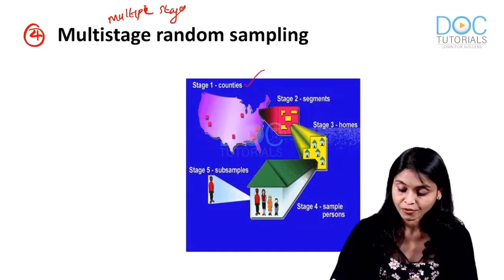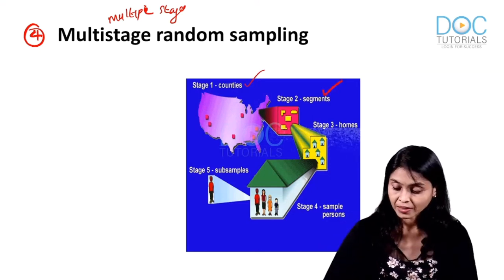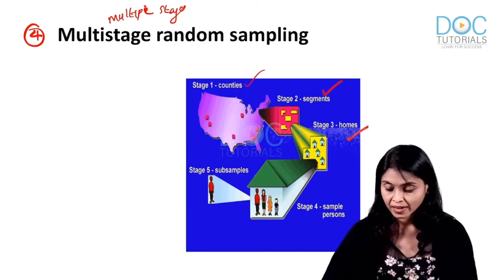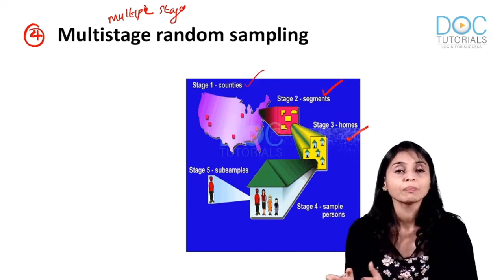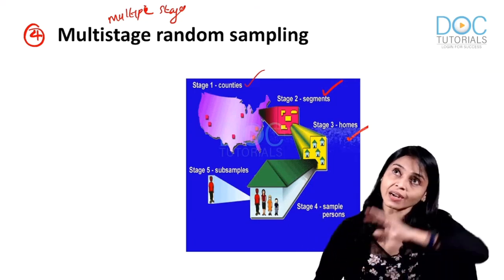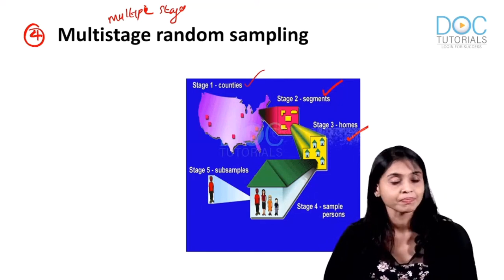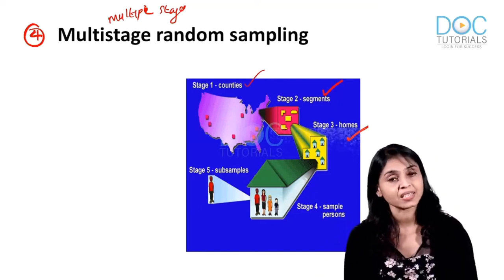See, you can start from country, then coming to state, then coming to below that. Again, you can go up to any minute level starting from a hi-fi setup. Is that clear? So this is multi-stage random sampling.